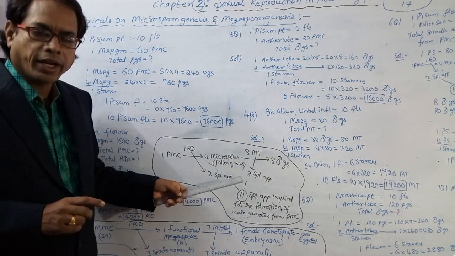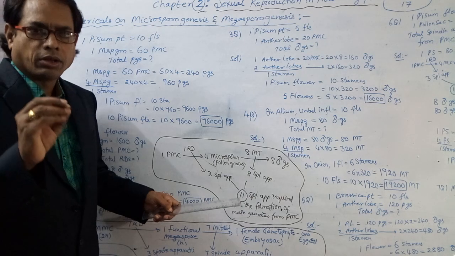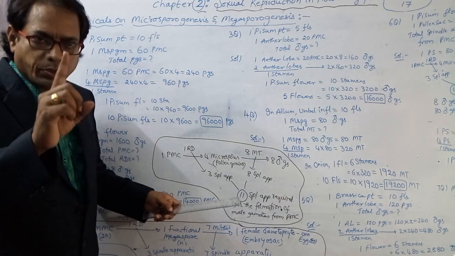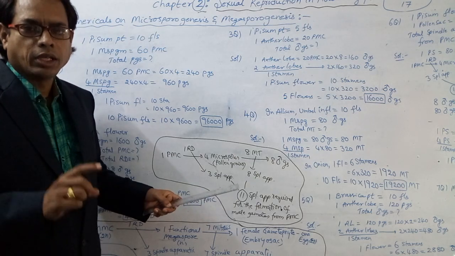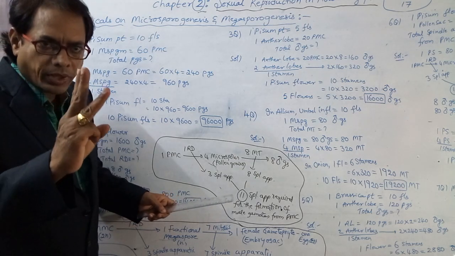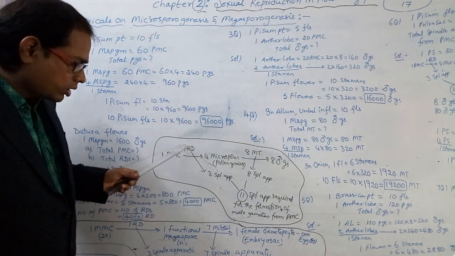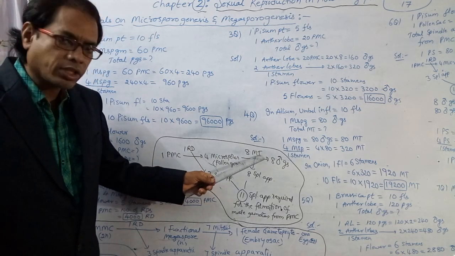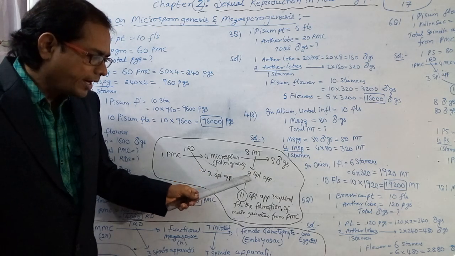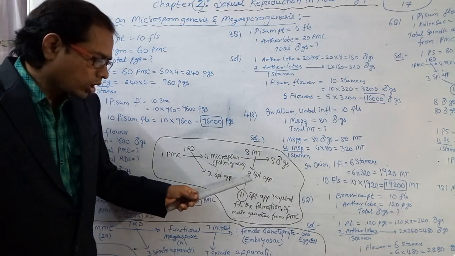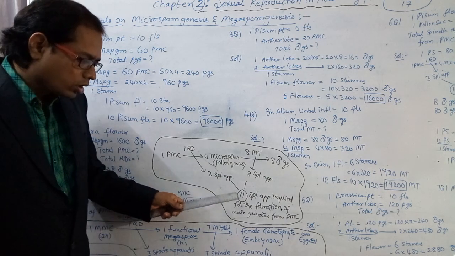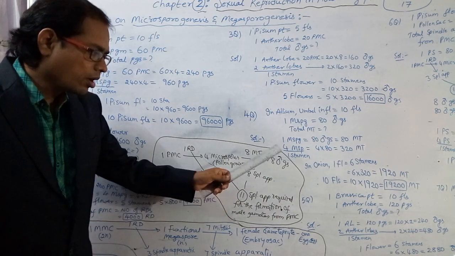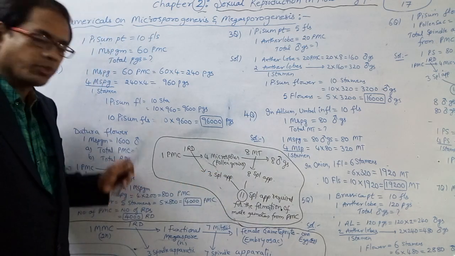How can we calculate spindle apparatus? In mitosis, one spindle apparatus will be formed. In meiosis, 3 spindle apparatus will be formed. So meiosis means 3 spindle apparatus. 8 mitosis means 8 into 1, 8 spindle apparatus are required. So total 8 plus 3, 11 spindle apparatus are required for the formation of male gametes from PMC.